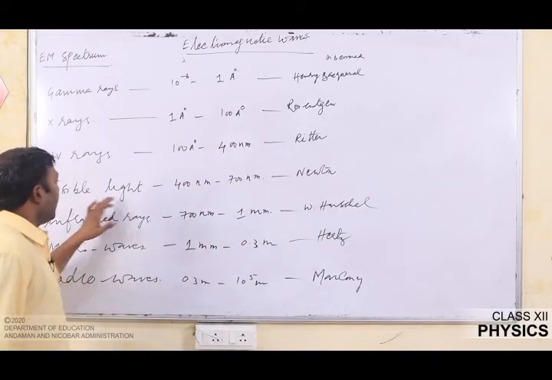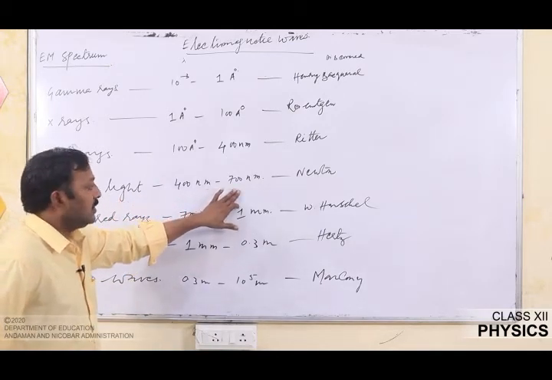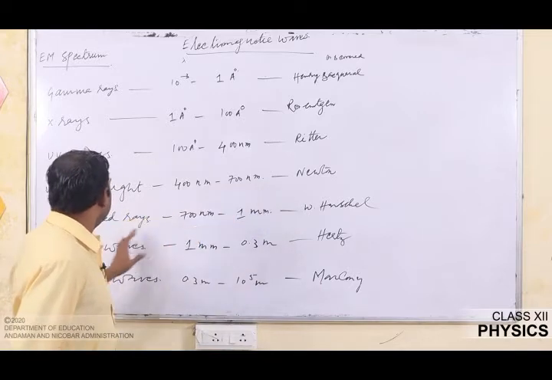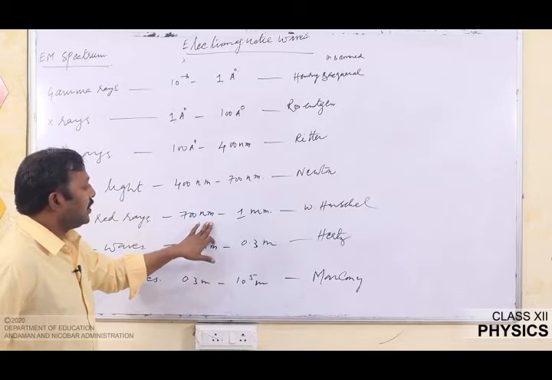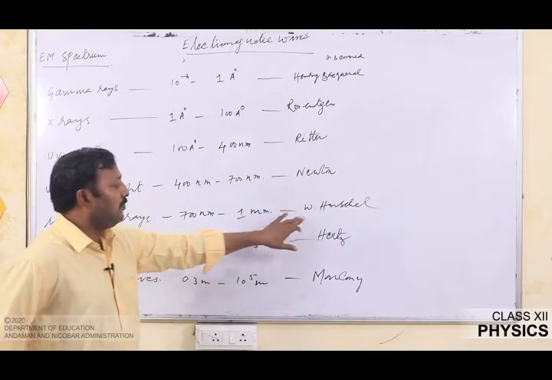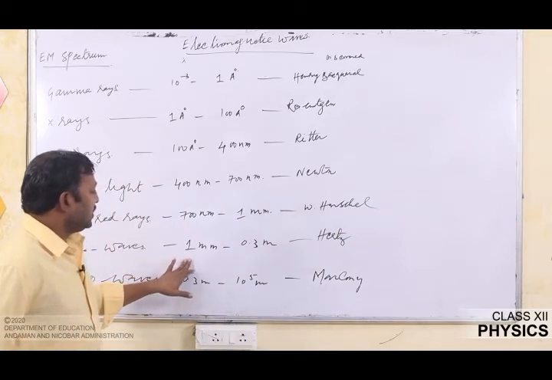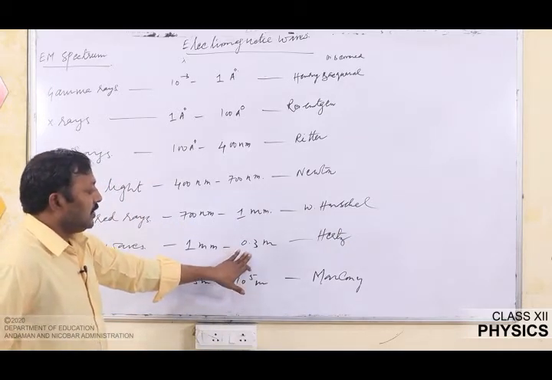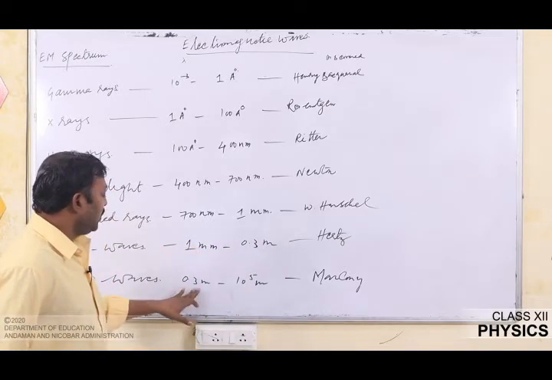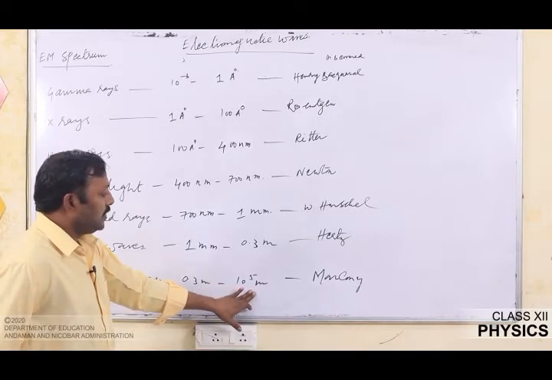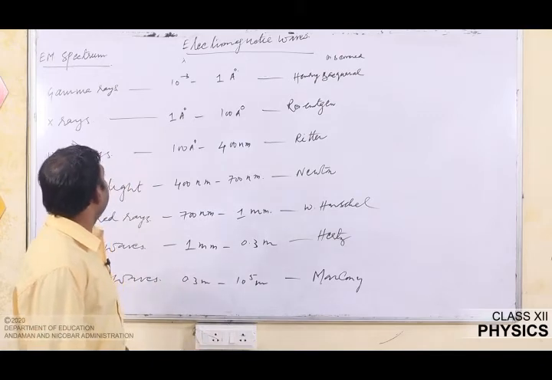Next is visible light. Visible light has wavelengths from 400 nanometer to 700 nanometer, discovered by Newton. The next one is infrared rays, whose wavelengths correspond to 700 nanometer to 1 millimeter, discovered by William Herschel. Next we have microwaves, whose wavelength range is 1 millimeter to 0.3 meter, discovered by Hertz. Next one is radio waves, having a wavelength range of 0.3 meter to 10 to the power 5 meter, discovered by Marconi. Now we will see the details of all this electromagnetic spectrum.